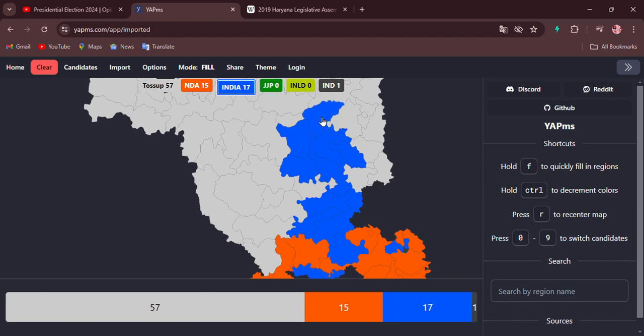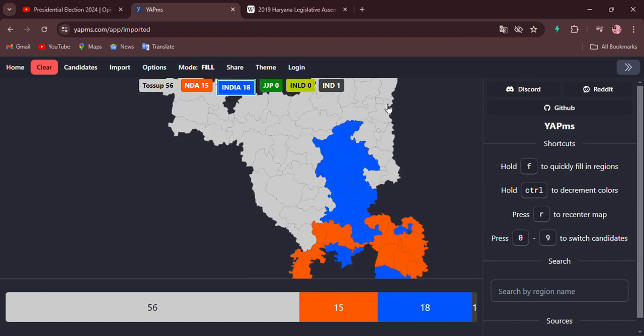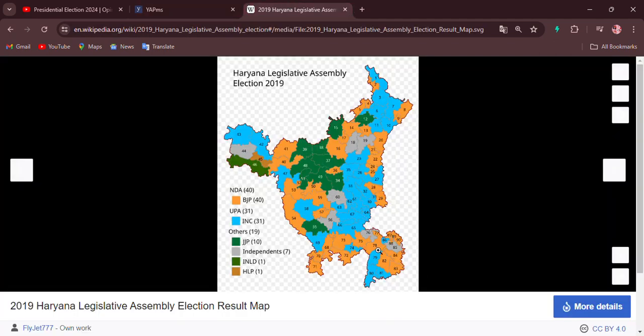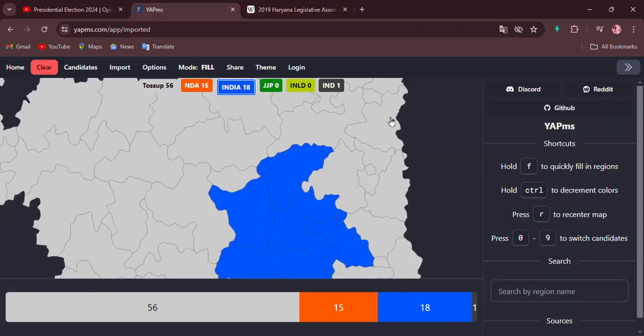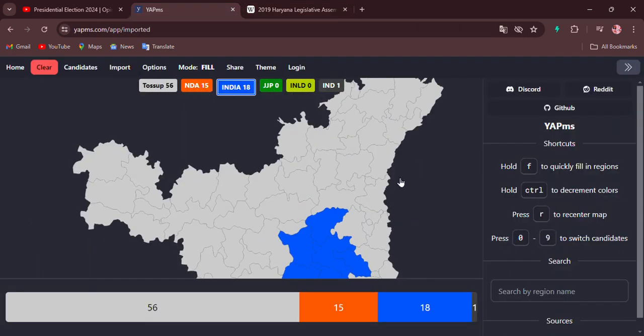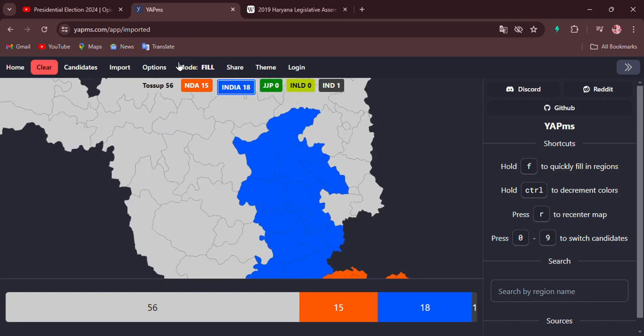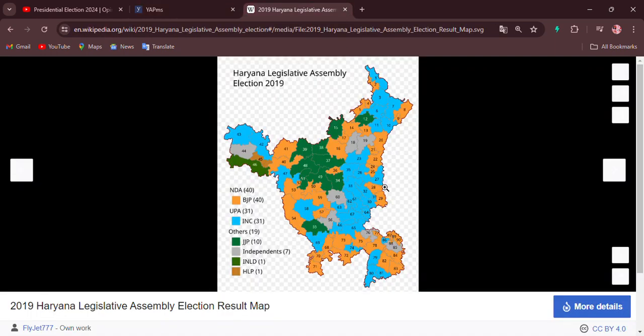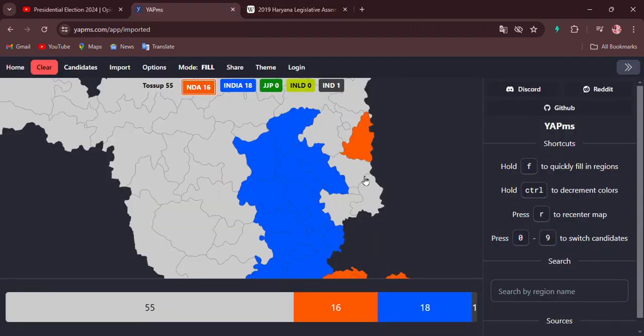Something like this, I guess. Yeah, they would get this many seats, and this line of Sonipat and Panipat all the way to Karnal is going to be affected now. This is the main area where BJP loses. You can see this kind of strip, just one constituency. It's a good orange strip. Now this will be affected a little bit.